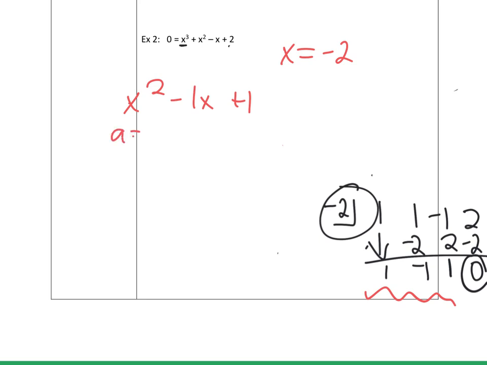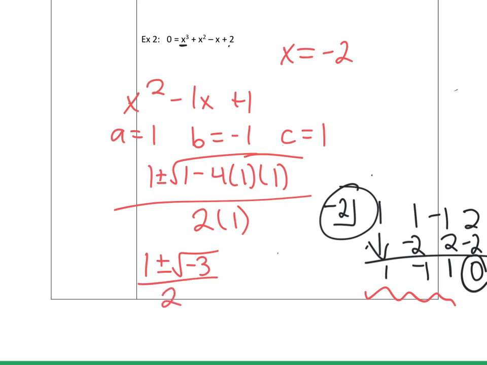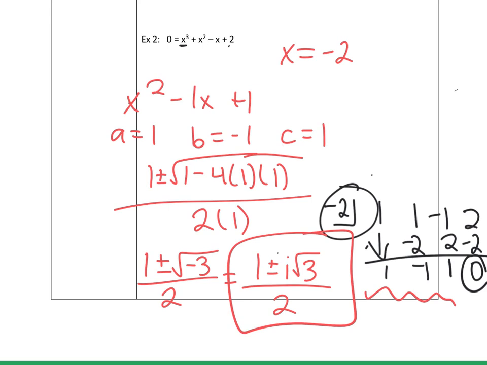So I am going to have to do the quadratic formula on this, but that's okay. A is going to be 1, B is going to be -1, C is going to be 1. So -(-1) plus or minus the square root of -1 squared minus 4 times 1 times 1, over 2 times 1. So we end up with 1 plus or minus the square root of -3, over 2. So this is just 1 plus or minus i square root of 3 over 2. I just pull out that i. So x equals these 2 roots and -2. And that is it. Okay?